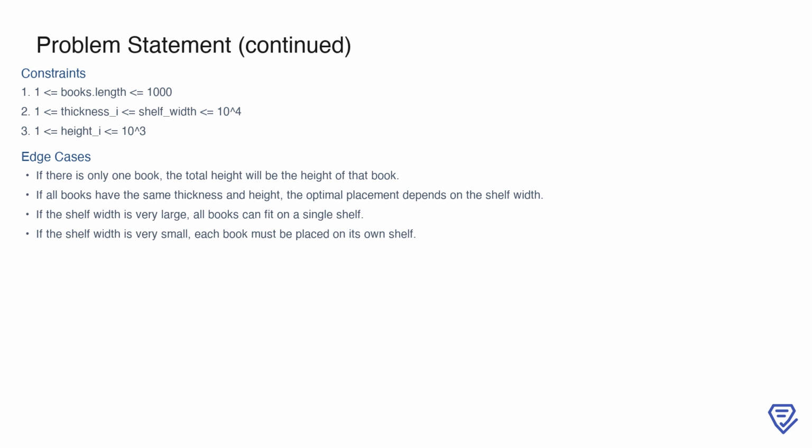For edge cases, if there's only one book, the total height will simply be the height of that book. If all books have the same dimensions, the shelf width determines how they're grouped. When the shelf width is very large, all books can fit on a single shelf, minimizing height. Conversely, if the shelf width is very small, each book must be placed on its own shelf, resulting in a total height equal to the sum of all book heights.